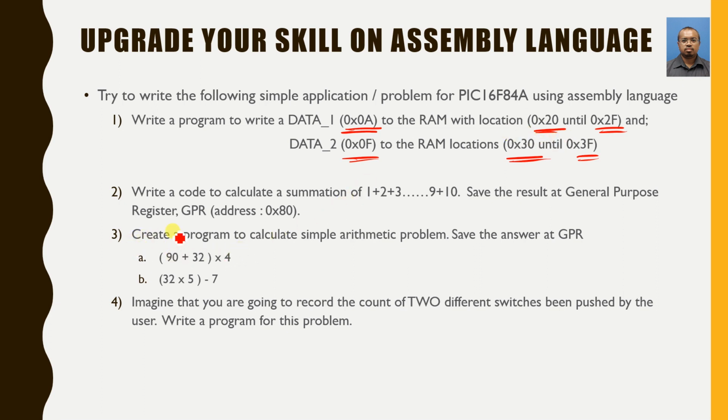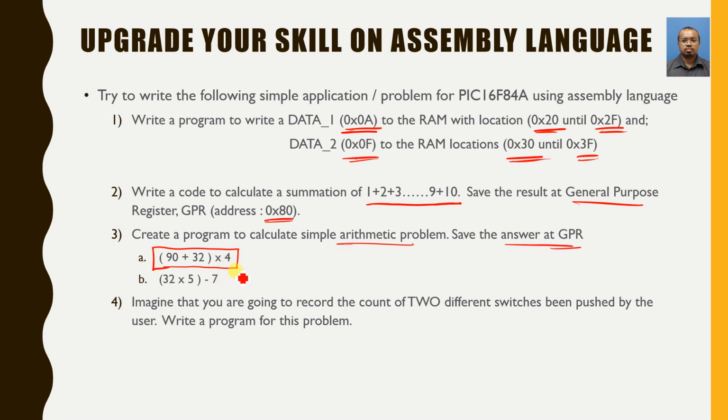Right, next, write another program code to calculate the summation of 1 plus 2 plus and so on until 10. Okay, save the result in a GPR, a general purpose register, at 0x80. And then create a program to calculate a simple arithmetic problem. Save the answer at a general purpose register. 90 plus 32 times 4. Okay, so this is a simple arithmetic, but yet it's not exactly as simple as you might think.